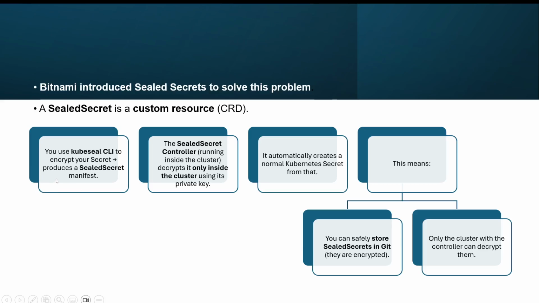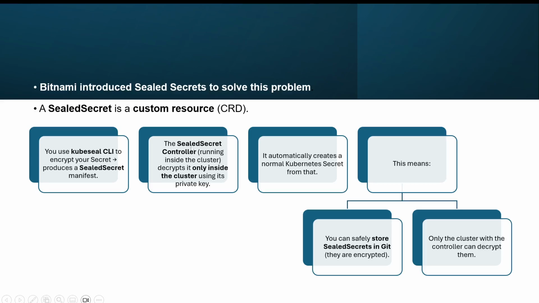So what happened? ArgoCD introduced Bitnami Sealed Secrets to solve this problem. It is called Sealed Secrets. So what exactly is a sealed secret? A sealed secret is a custom resource, a custom resource definition. You can use the kubeseal CLI to encrypt your secret, and it will produce a sealed secret. So we have a component called kubeseal that will convert this secret into a sealed secret, so it will be more secure.